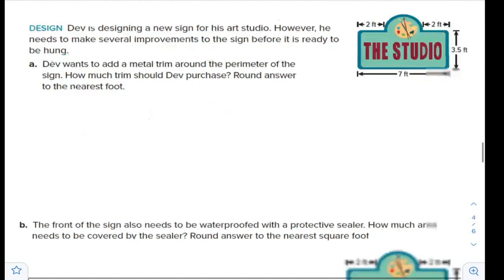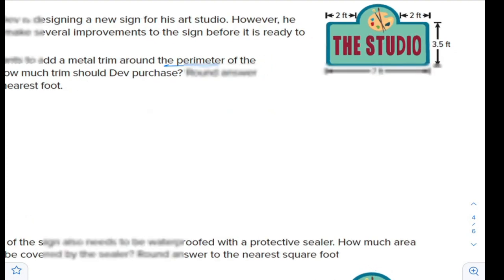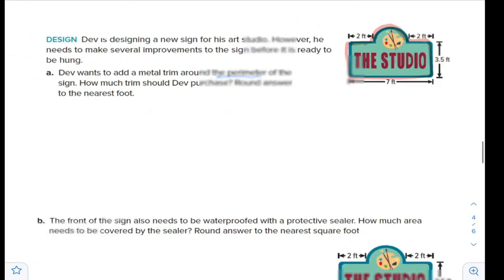Dev is designing a new sign for his art studio. However, he needs to make several improvements to the sign before it's ready to be hung. Dev wants to add metal trim around the perimeter. So we need now to find the perimeter of this shape. We need to add all these sides for the perimeter plus this curved side, which is a semicircle, half of the circle.